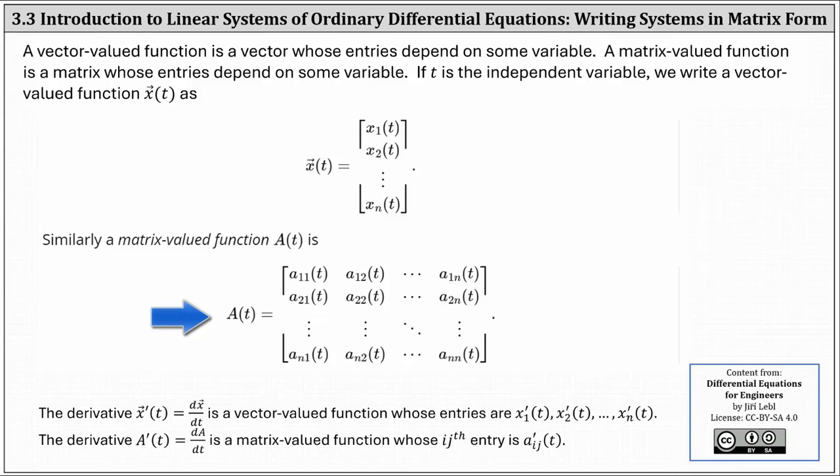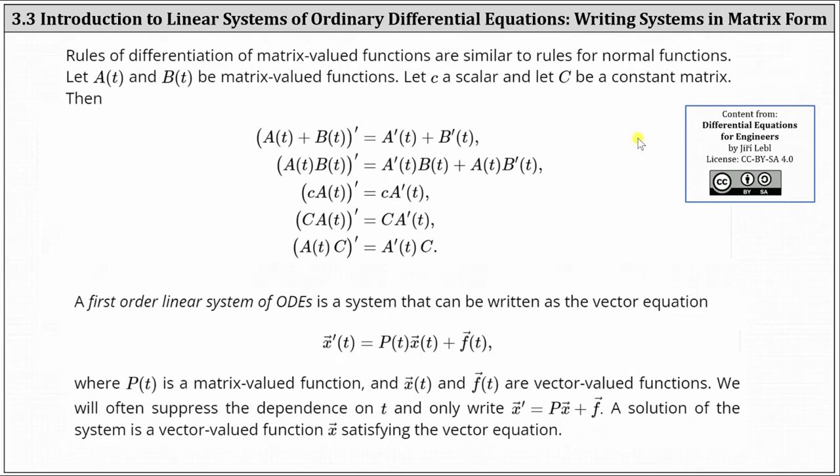Similarly, a matrix-valued function expressed as A of t is equal to a matrix where each entry is a function of t. Notice how we can view a vector-valued function as a special matrix-valued function, except recall each column matrix does represent a vector. To find the derivative x prime of t, which is the derivative of the vector-valued function, we simply differentiate each entry with respect to t. Similarly, to find the derivative of a matrix-valued function A prime of t, we differentiate each entry with respect to t. The rules of differentiation for matrix-valued functions are similar to the rules for normal functions.